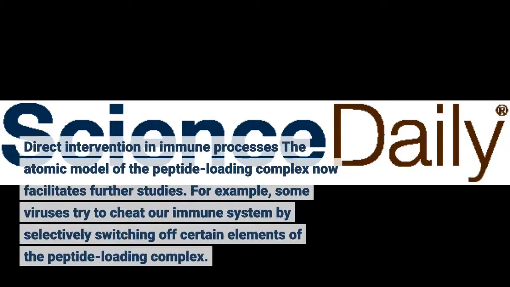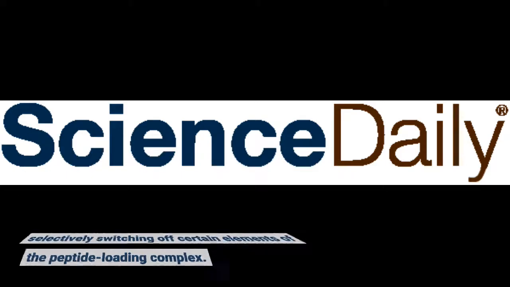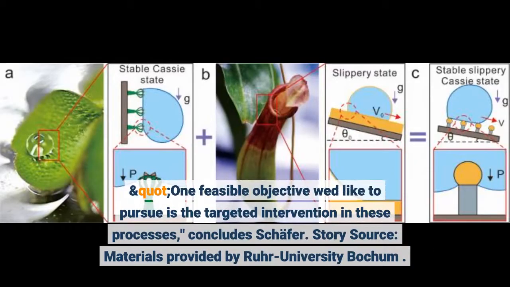Direct intervention in immune processes. The atomic model of the peptide loading complex now facilitates further studies. For example, some viruses try to cheat our immune system by selectively switching off certain elements of the peptide loading complex. "One feasible objective we'd like to pursue is the targeted intervention in these processes," concludes Schäfer.